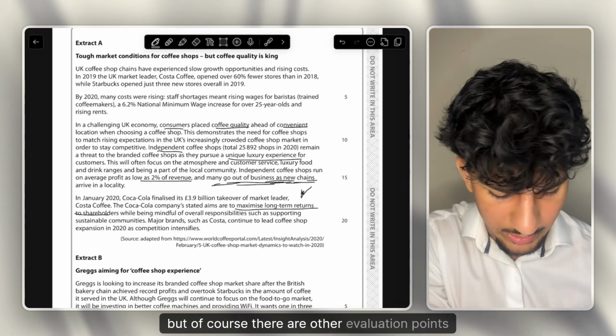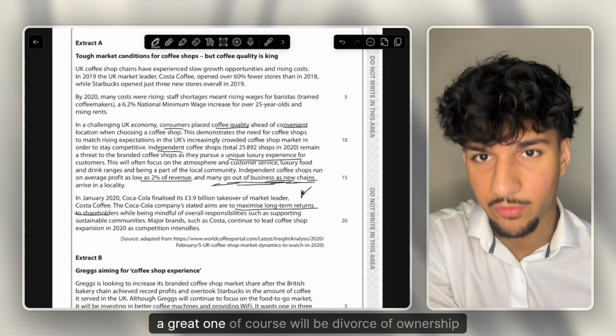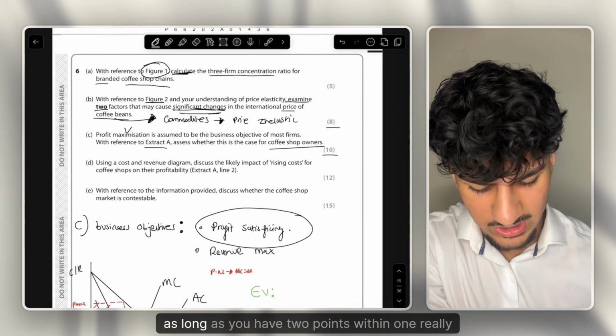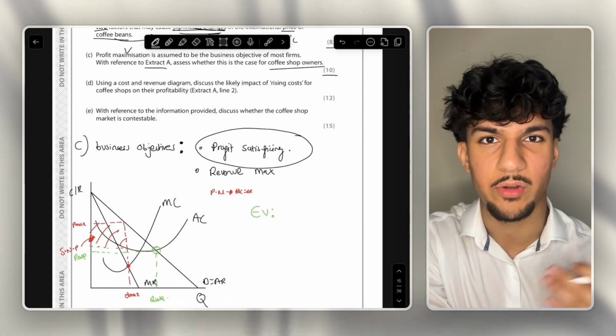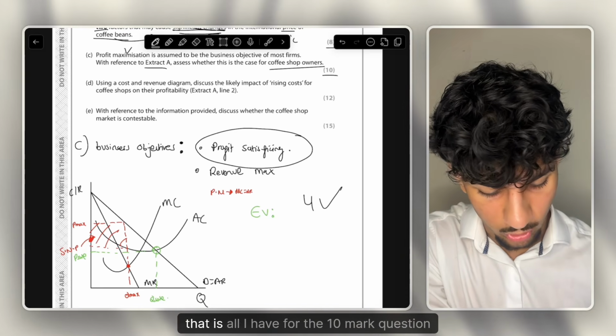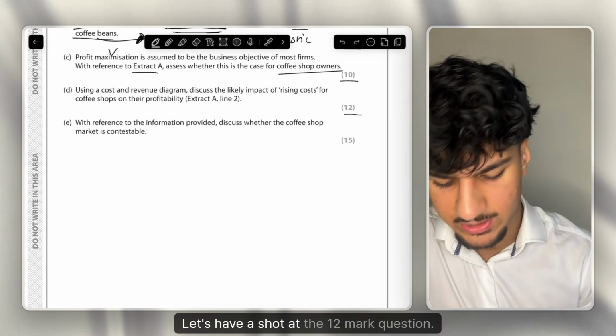But of course, there are other evaluation points, like a great one, of course, would be divorce of ownership and control. But yeah, anything here, as long as you have 2 points, even one really developed evaluation point, you will pick up those 4 evaluation marks. And yeah, that is all I have for the 10-mark question. Let's have a shot at the 12-mark question.